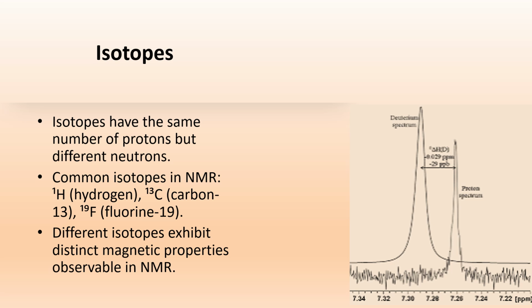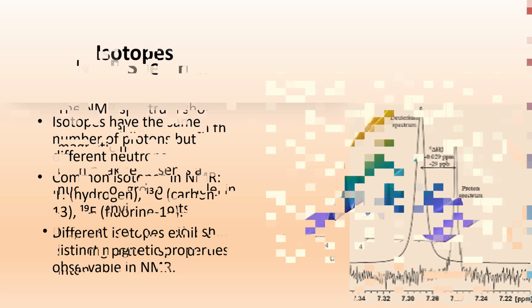Fluorine-19. Fluorine-19 is useful for studying molecules that contain fluorine. Fluorine atoms are very reactive, so they can change the behavior of nearby atoms. Fluorine-19 NMR helps us understand how fluorine interacts with other atoms in the molecule. Each of these isotopes reacts differently to magnetic fields, which allows scientists to use them to study the structure and behavior of molecules more easily.